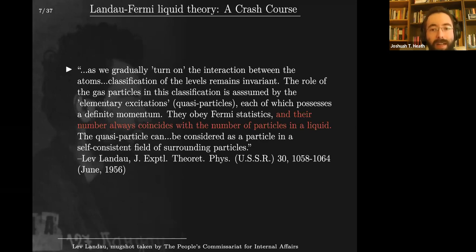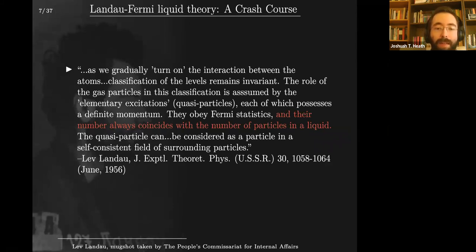As we gradually turn on the interactions between atoms, the classification of the levels remains invariant. That is, now we can describe the system in terms of these elementary excitations or quasiparticles, each of which possesses a finite momentum. They obey Fermi-Dirac statistics, that is, they obey a Fermi-Dirac-like distribution, and their number always coincides with the number of particles in the liquid. So unlike Anderson's description of this inconvenient single particle approximation in a system that obeys off-diagonal long-range order, in a Fermi liquid, by definition, the number of quasiparticles always coincides with the number of particles in the liquid. So this obeys a single particle approximation.